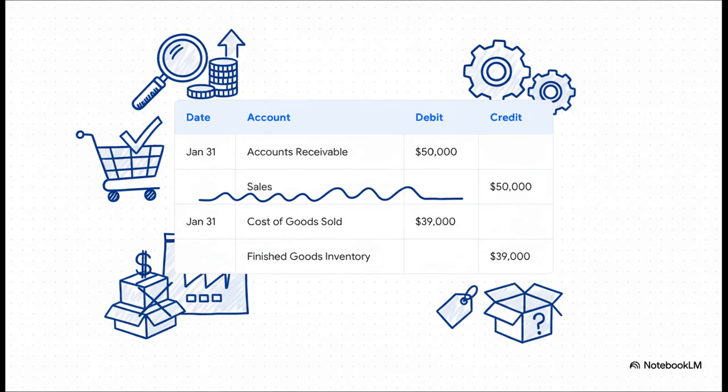The sale of the job necessitates a two-part journal entry. First, we must recognize the revenue. We debit accounts receivable for $50,000 and credit sales. Second, we must recognize the expense. The cost of the item sold, $39,000, is transferred from finished goods inventory to the cost of goods sold account.